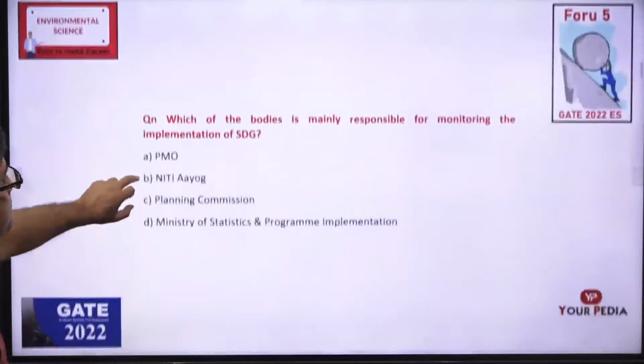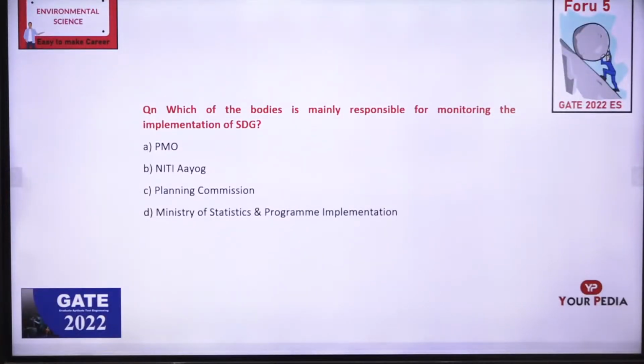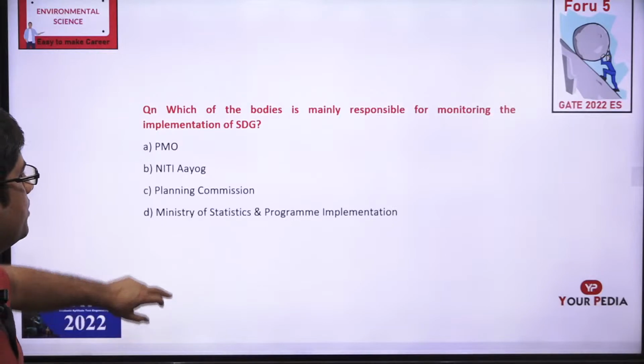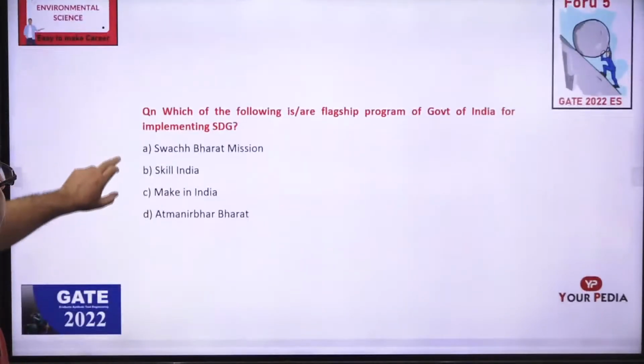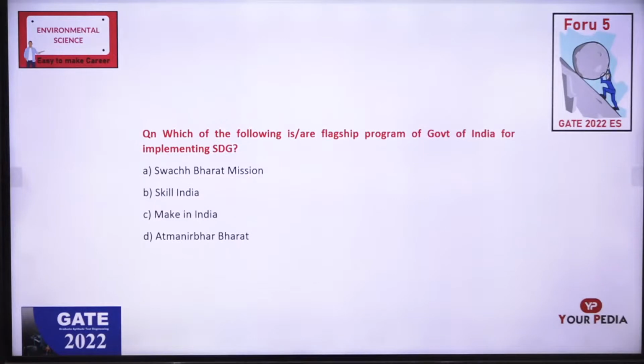Let me go next. Which of the bodies is mainly responsible for monitoring the implementation of sustainable development goals? Prime Minister Office, NITI Aayog, Planning Commission, Ministry of Statistics and Program Implementation. Not implementation, but monitoring the implementation. Okay, let's go for the third question. Which of the following is the flagship program of the Government of India for implementing sustainable development goals? Swachh Bharat Mission, Skill India, Make in India, Atmanirbhar Bharat.